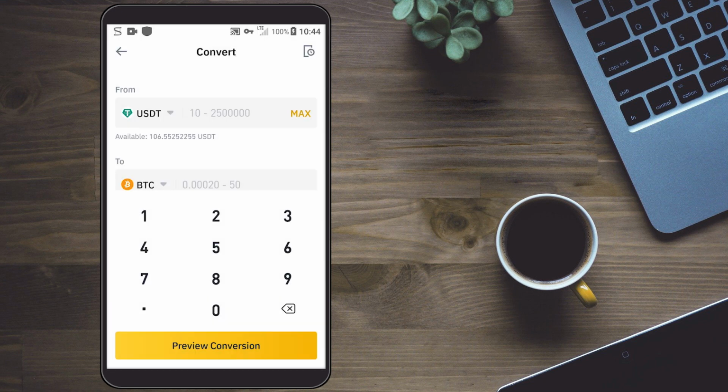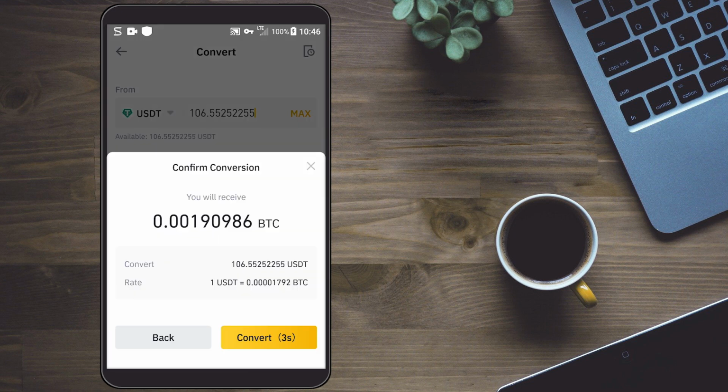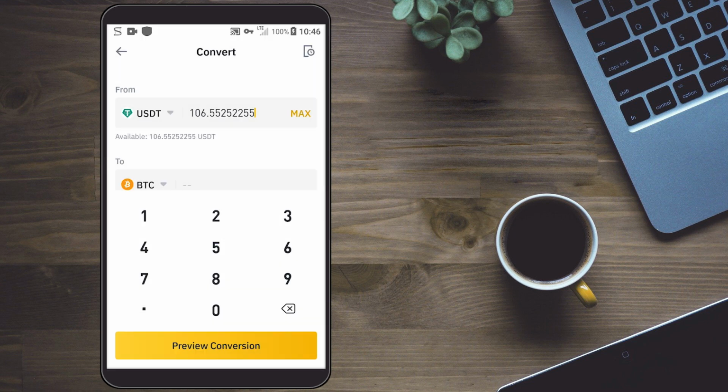Let's cancel this. Here it shows how much USDT I have for converting. You can enter the amount here, or just by touching max, all of your USDT will be entered. Touch the preview conversion and it will show you how much Bitcoin you will receive, and by touching convert you will receive the BTC.